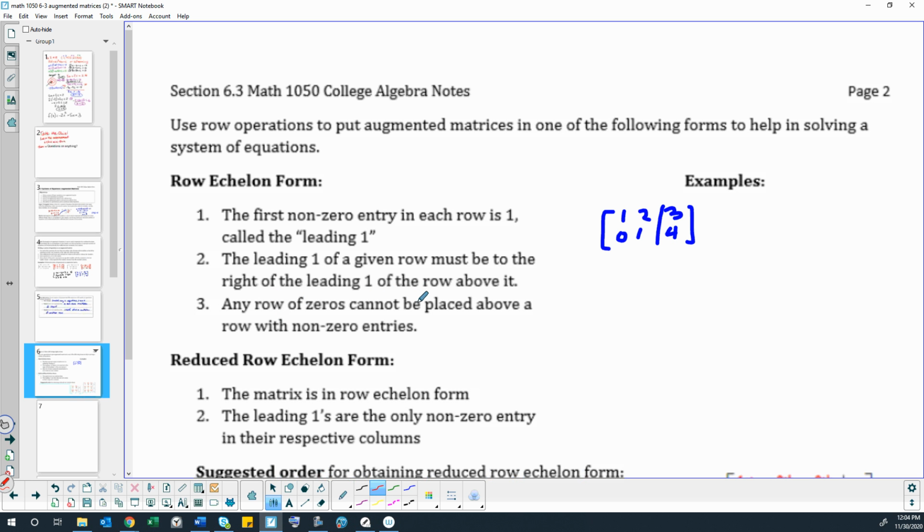Any row of zeros cannot be placed above a row with non-zero entries. So if we end up at some point with an entire row of zeros, it has to go at the bottom. So here's another example of what that's saying. Like if I had something like this, just another random example that's in row echelon form.